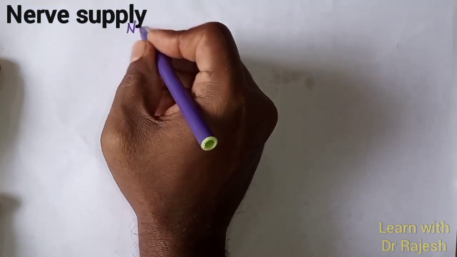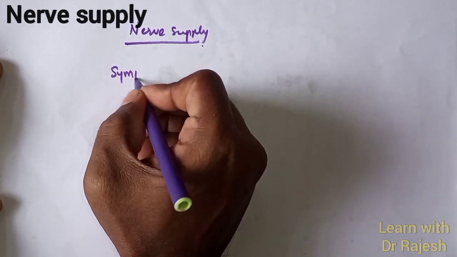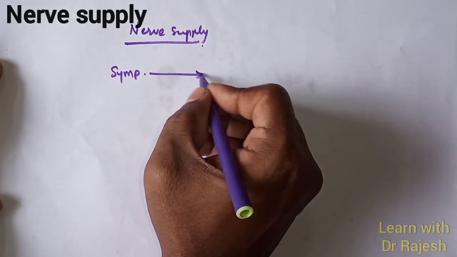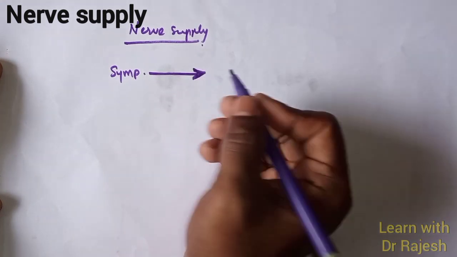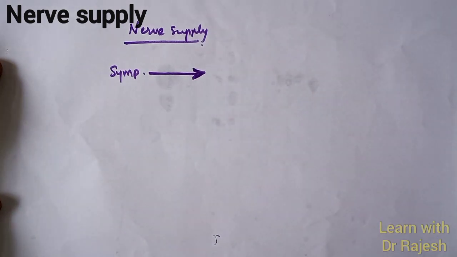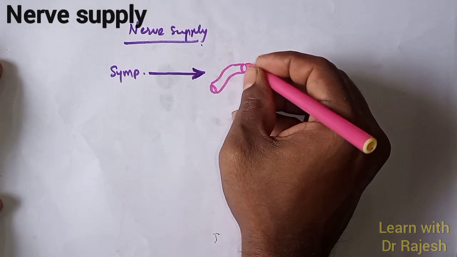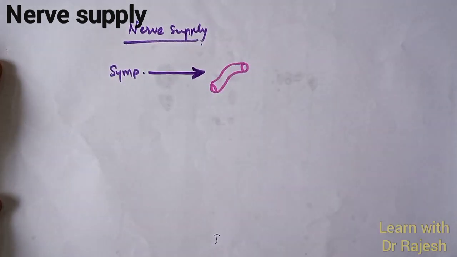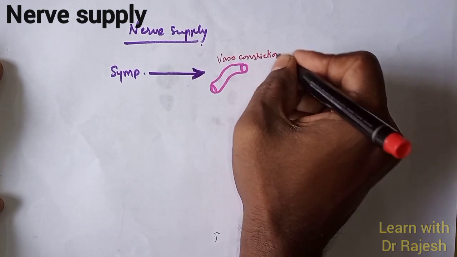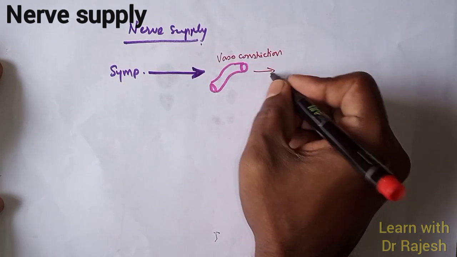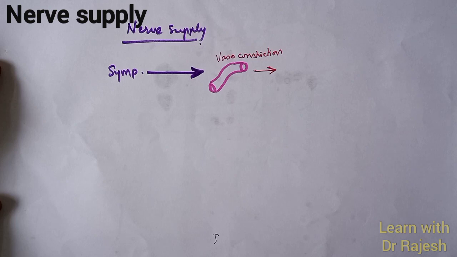Now coming to its nerve supply, kidney receives sympathetic supply through the least splanchnic nerve, which will be supplying the blood vessels of the kidney. Thus, stimulation of the sympathetic will cause vasoconstriction, thereby redirecting the blood towards the important vital organs of the body.